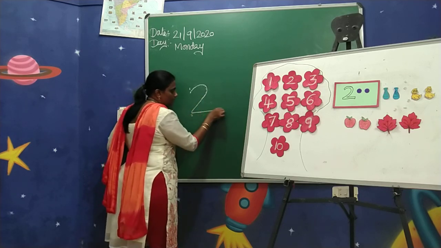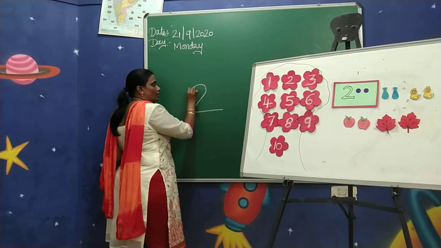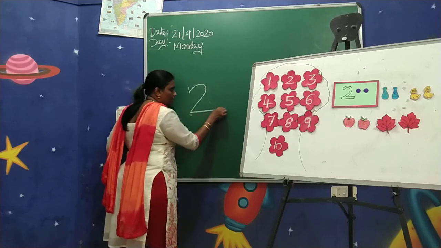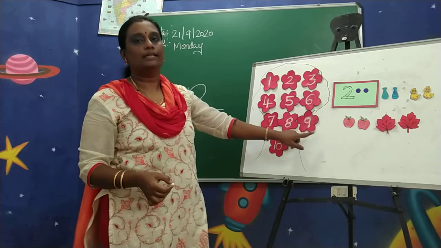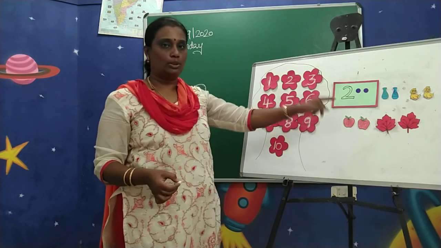Then again sleeping line. Number 2, how does it start? Half curve. Slant it down. Then sleeping line. This is the number 2. Hope you can understand this number 2, counting with the objects.